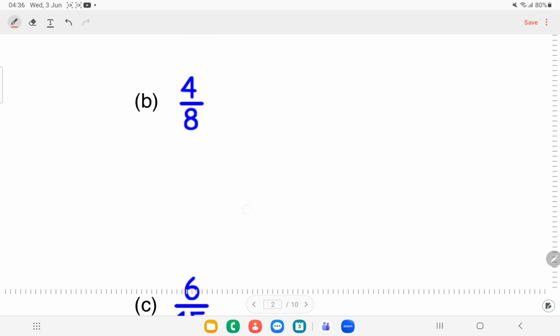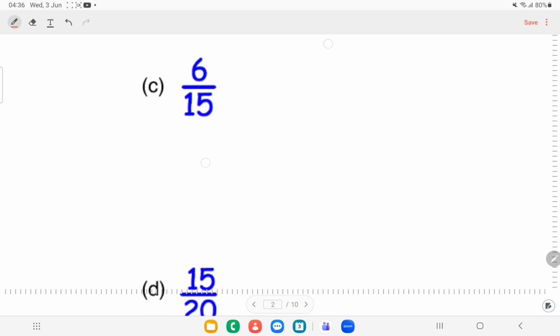Look at the next question. Both numbers are even numbers. You will divide by 2. 2 2s are 4 and 2 4s are 8. Again, in this new fraction, both numbers are even numbers. So you will divide by 2. 2 1s are 2 and 2 2s are 4. And this is your answer.